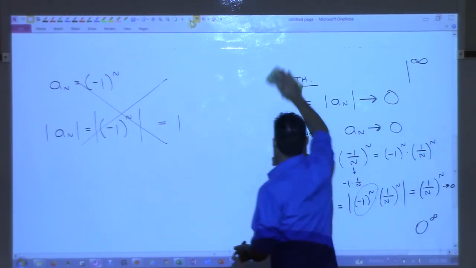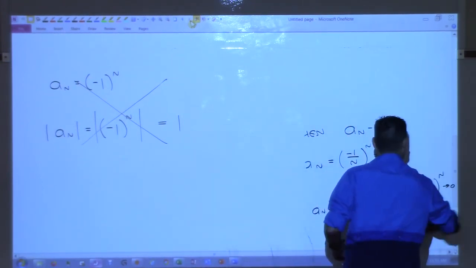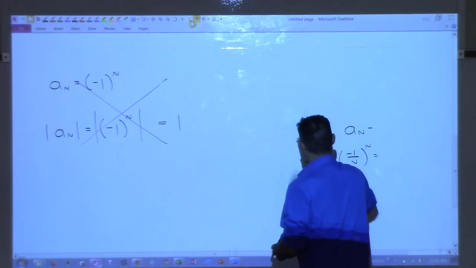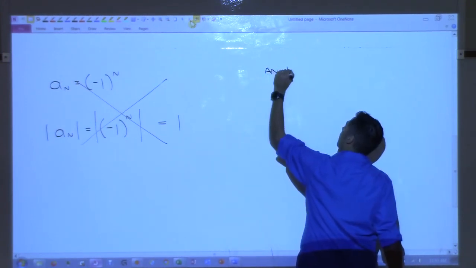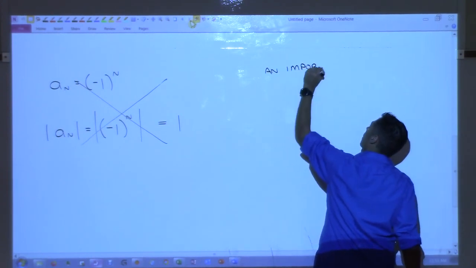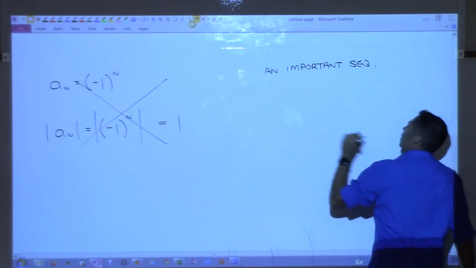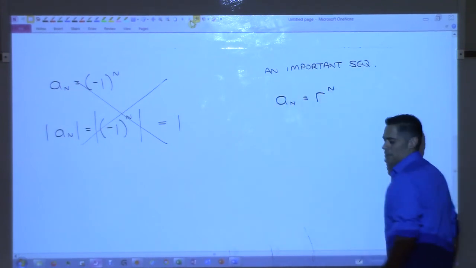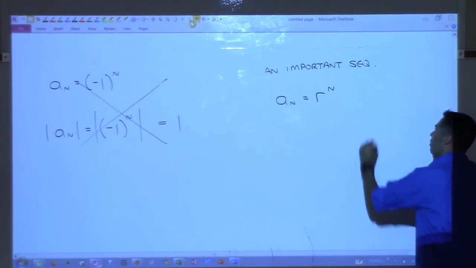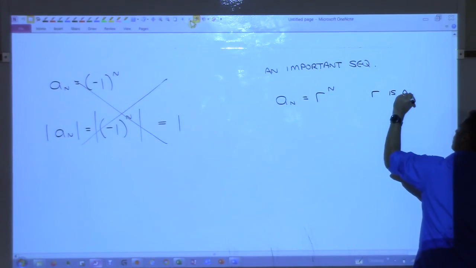Okay, a sequence that's going to come up quite a bit is this one. So, an important sequence. And here it is. A sub n equals r to the n, where r is a real number.